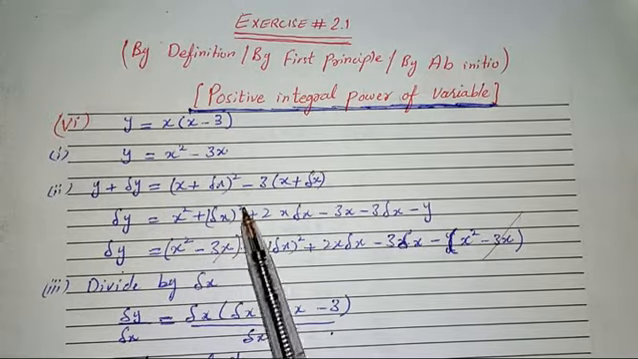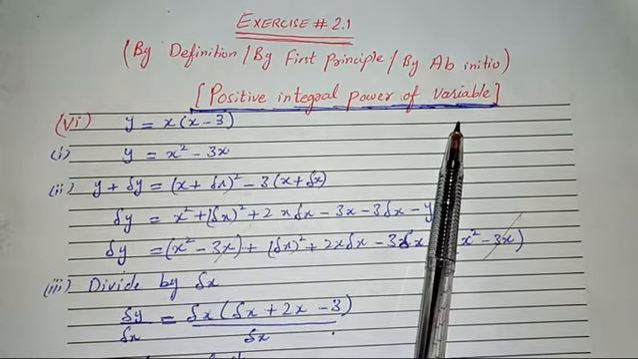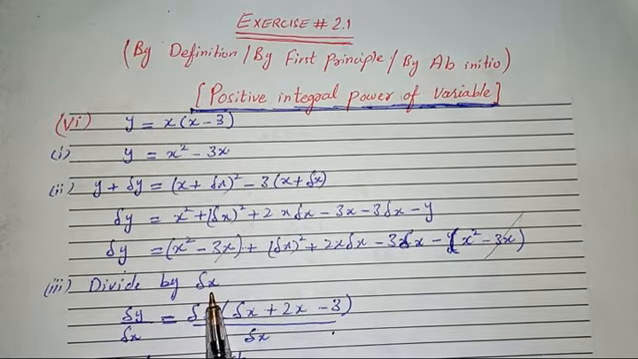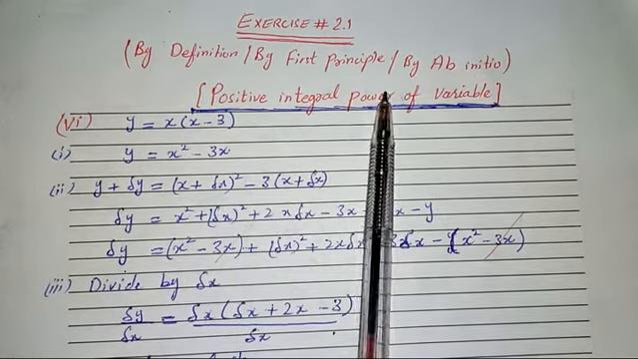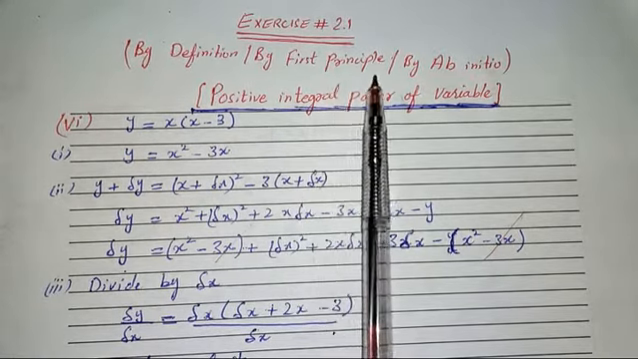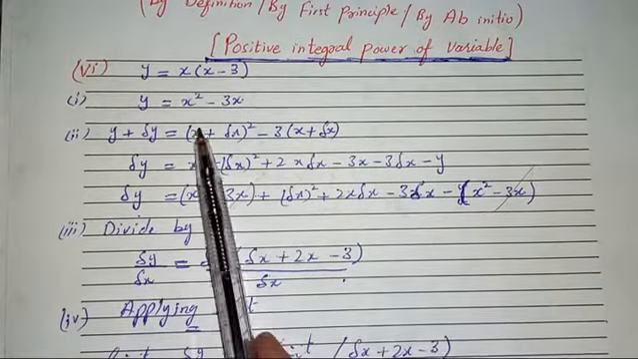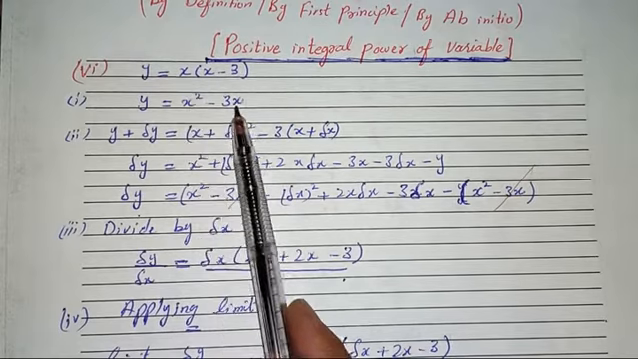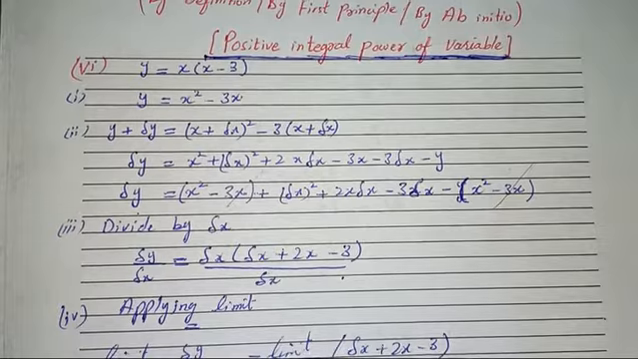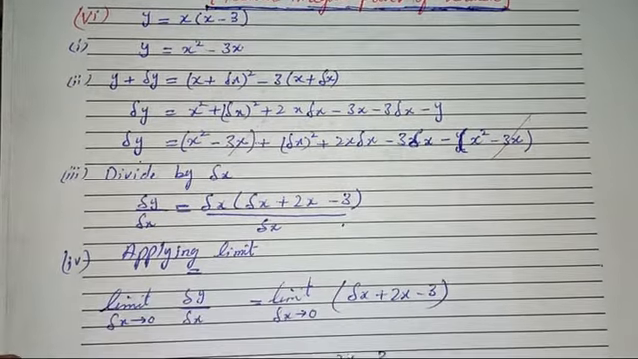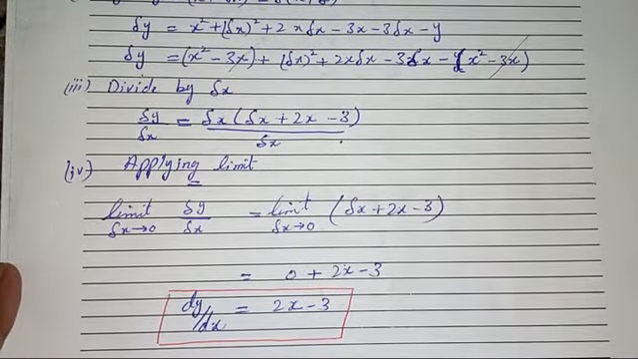And after that we have dealt with the questions having positive integral power of variable. By using this method, we can handle all questions having positive integral power of variable by definition, by first principle, by ab initio method. Okay, you can see here there is x to the power 2 and x to the power 1. So 2 and 1 both are positive integral powers of variable. So all questions having positive integral power of variable are solved by using this method.